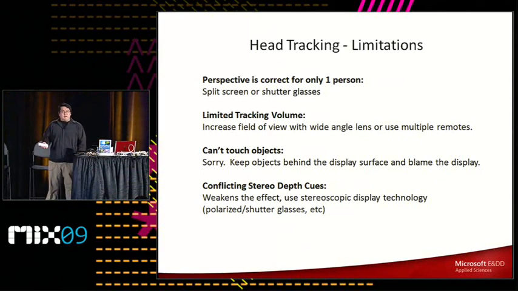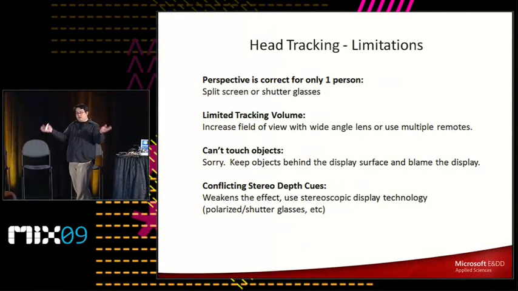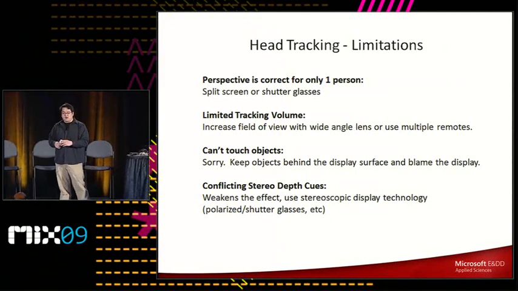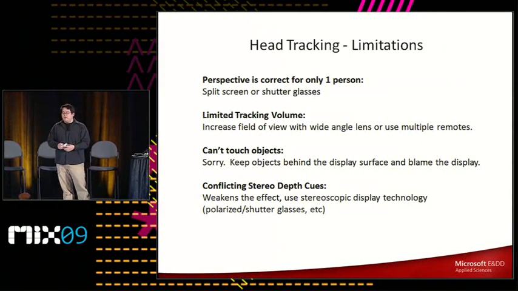The first one is that the perspective is only correct for one person. Everything on the screen, all the pixels, are dedicated to that one viewpoint, so for someone else looking at the screen, it's not going to look quite right. But there are ways you can get around this. You could use split screen. You can use shutter glasses.